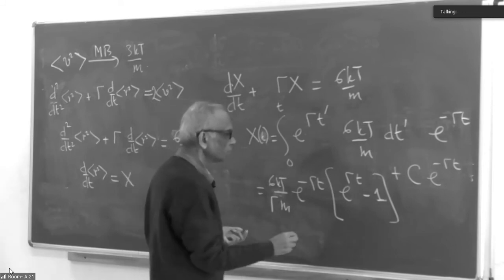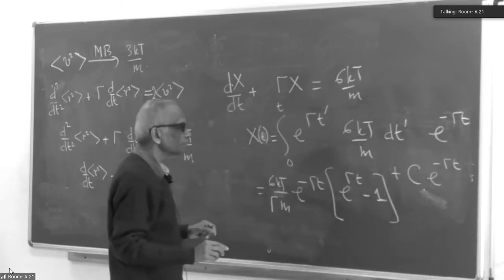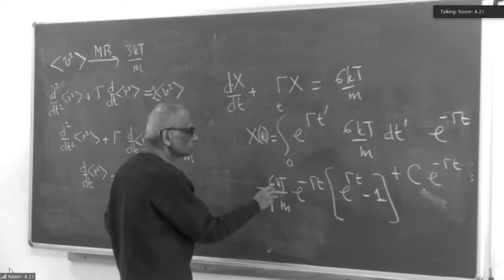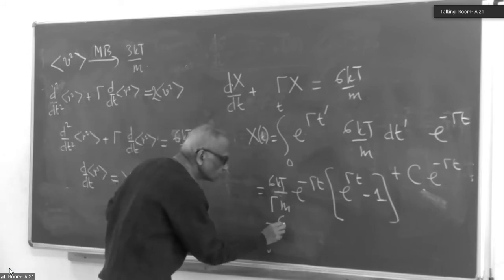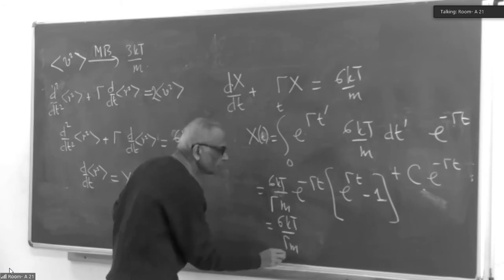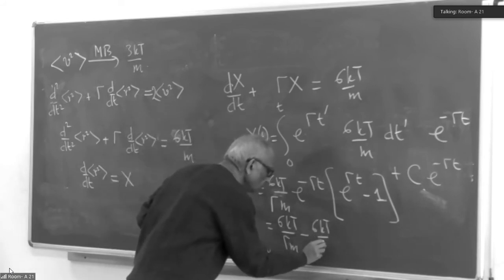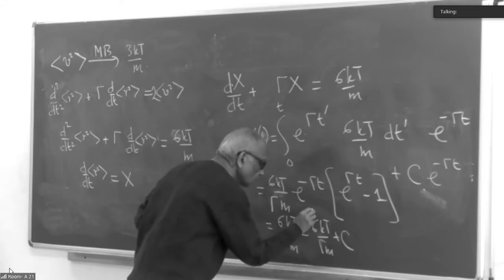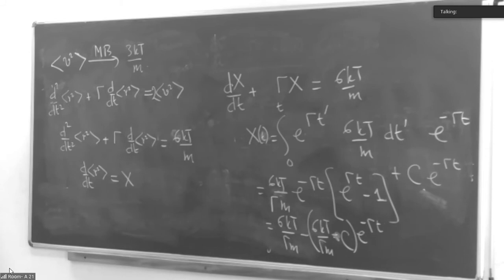Let's choose to take it to be 0. Always, all right, or let me not keep it for the moment. So the average x of t is equal to 6kt over gamma m minus 6kt over gamma m plus c, and e to the power minus gamma t. So there we are, and that's the solution for x, and you can now go ahead and plug it in.